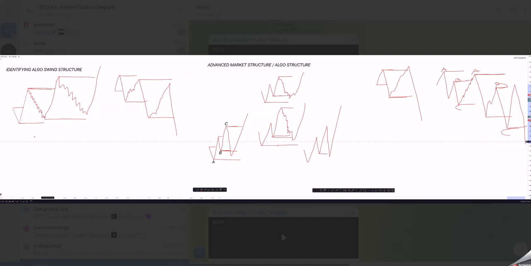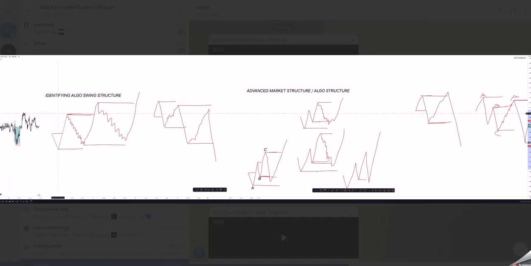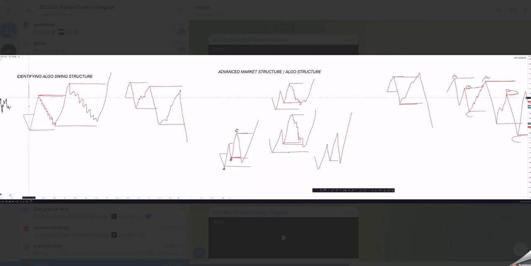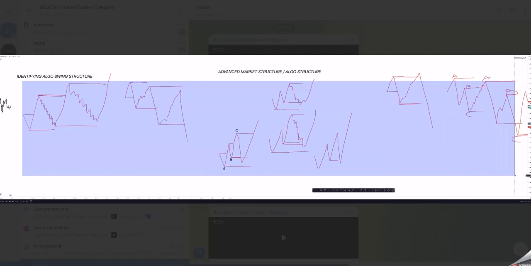So let me give you a chart example, a typical chart example, before we move on to the next phase. I'll have to take a screenshot of this before I clear it off. You should take a screenshot.